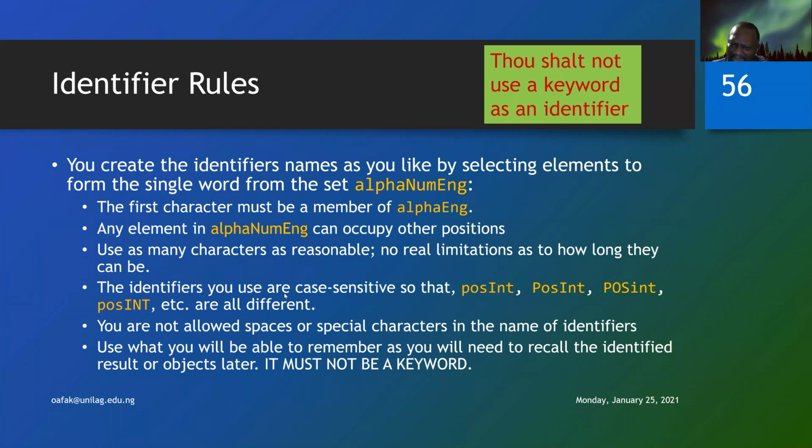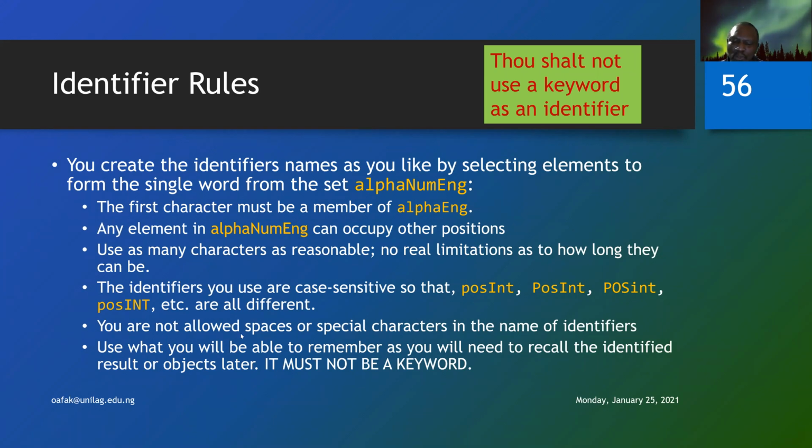Identifiers you use are case sensitive. Because of that, pos-int with I as a capital letter, with P and I as capital letters, with POS as capital letters, and with INT as capital letters, these are all seen by Python as different identifiers. You might think these are the same, but as far as Python is concerned, because P here is capital whereas P here is a small letter, it treats these as two different identifiers entirely. They don't know each other. They may look alike to you, but they do not look alike to the Python interpreter. So remember that identifiers are case sensitive. All these four identifiers are different.